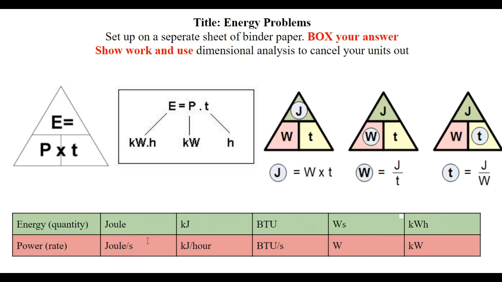Power, on the other hand, is a rate. So how much is used over a given period of time. So here it's joules per second. So that's how much power is needed. Kilojoules per hour, BTUs per second, or BTUs per hour. Now it's just implied. So again, 1 watt is equal to 1 joule per second, so that is still a rate. A kilowatt is equal to 1 kilojoule per second. Again, that's still a rate, so how much over a given amount of time.